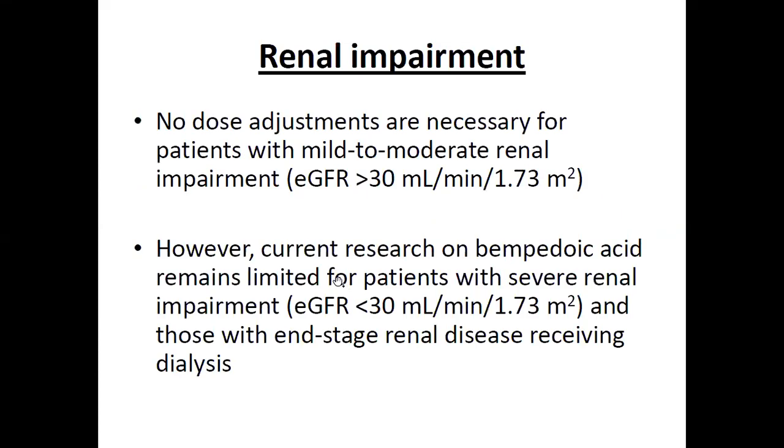So coming to a specific patient population, renal impairment, because this drug is majorly excreted from the kidneys, if the eGFR is more than 30, no dose adjustment is required in this group. If the eGFR is less than 30, the study has not been done much. So in these patients, we need to be a little bit careful about the dosing because the studies have not been done in this group.